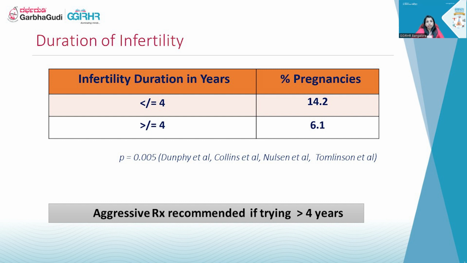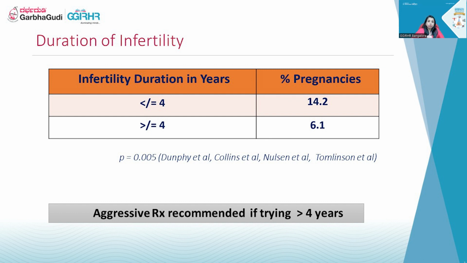So we have to understand that as the duration of infertility increases, whether the patient has primary infertility or secondary infertility, it means that the patient is having some serious issues at the level of gametes, be it at the level of fertilization or implantation, which has led to long-standing infertility.